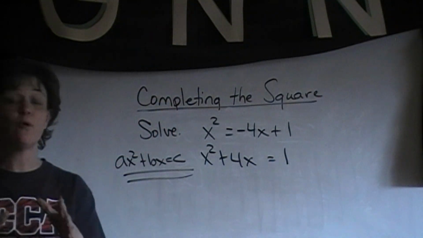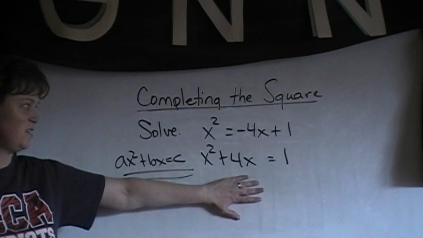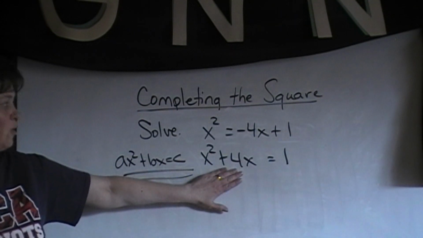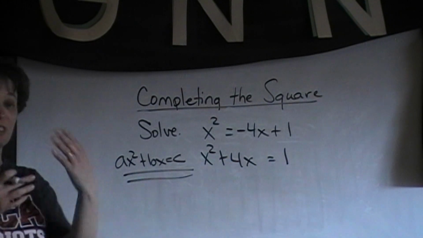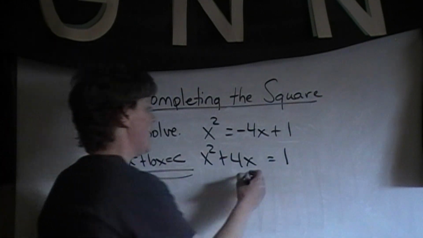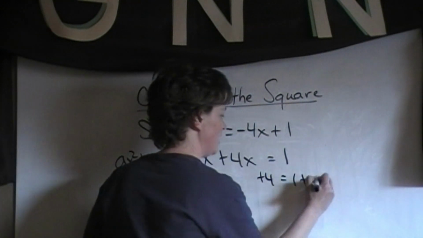Now we're going to do that process that we started earlier. We're going to complete the square on the left side. So you're going to take the b value, which is 4, divide it by 2, and square it. So 4 divided by 2 is 2, and 2 squared is 4. I'm going to add 4 to both sides, because what you do on one side, you must do on the other.